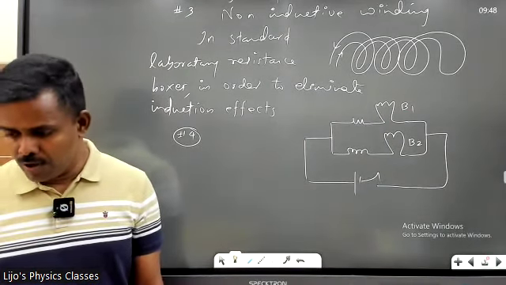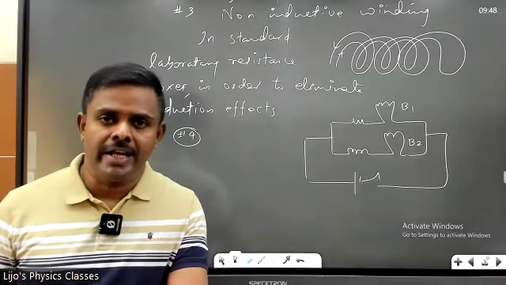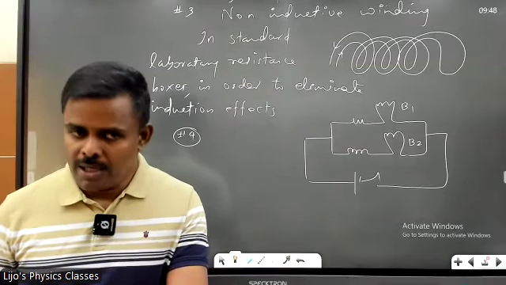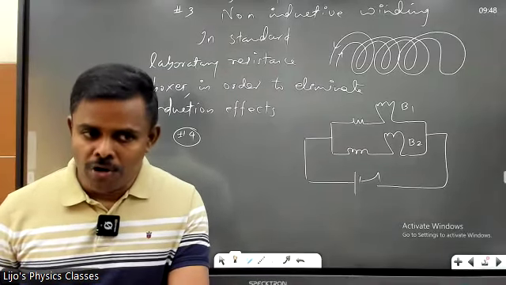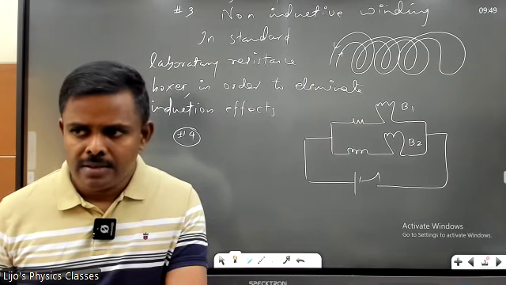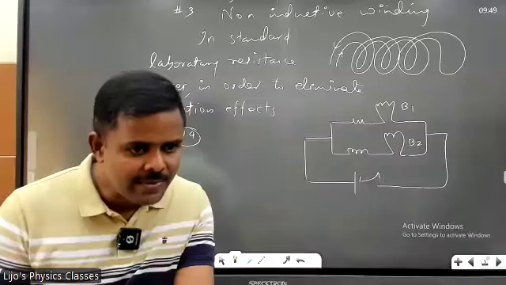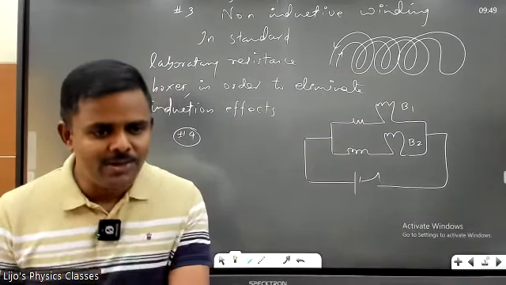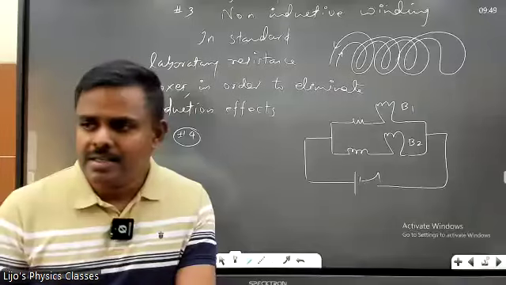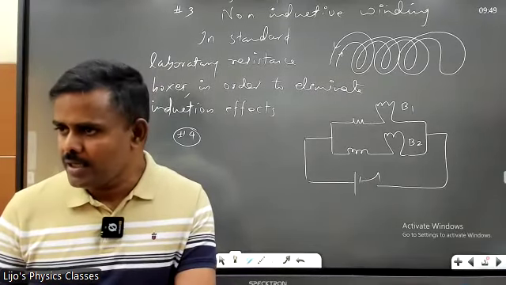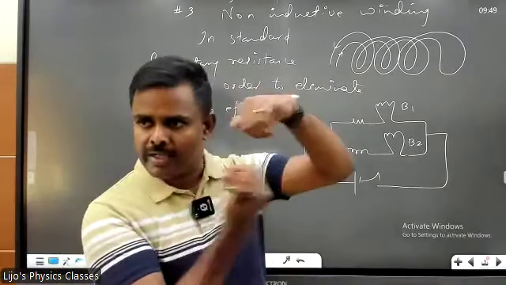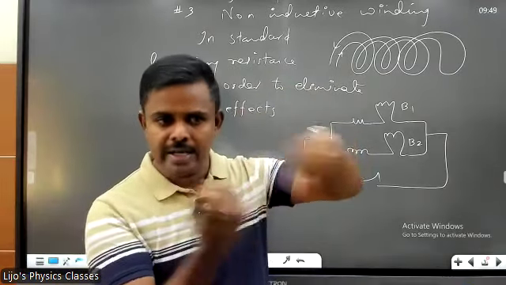Coils are wound in opposite. I'll repeat one more time for the whole thing. In order to eliminate the induction effects, comma, coils are wound in opposite directions. Okay. What will happen then? Induction due to one coil is nullified by the other coil. Induction due to one coil is cancelled by the other coil. Got it? They are in opposite directions, right? Negatively coupled. So they'll cancel out.